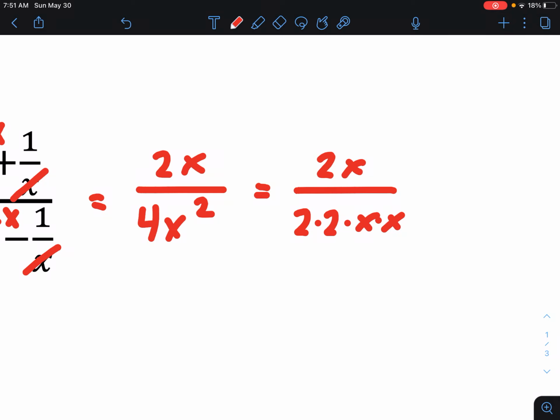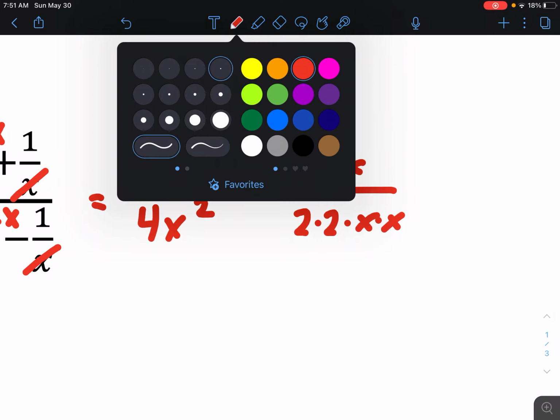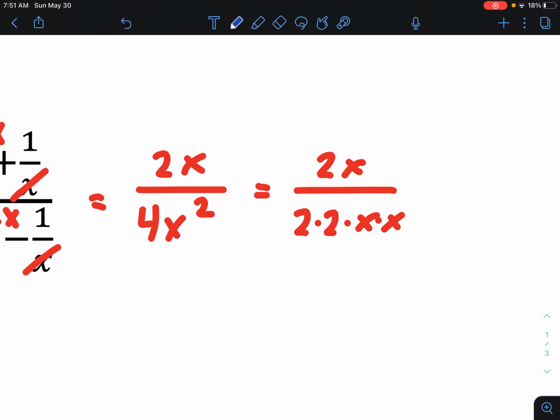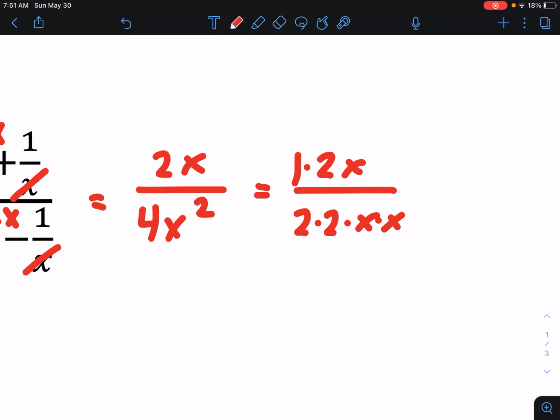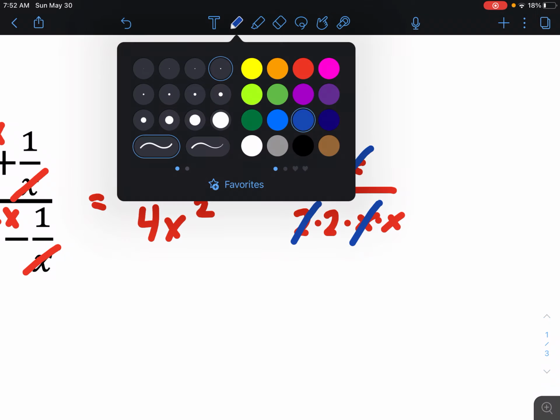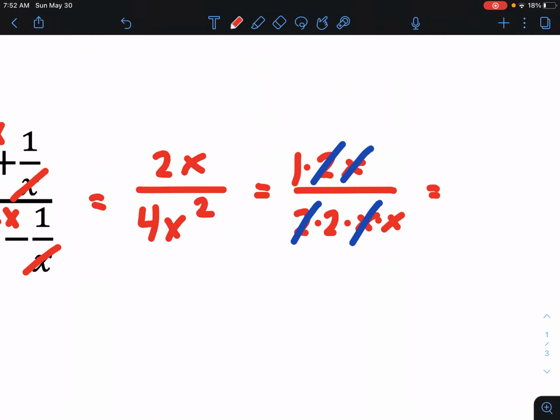Okay, so that's how it looks, and then I'm going to have to switch colors to cancel. I'm going to use blue this time. Now this one probably should have had the 1 times right there, but you don't have to. If you can remember, those cancel. If you can remember that anytime the numerator completely disappears, it needs to be replaced with a 1. That's what we need to worry about. Okay, and so in this case we end up with 1 over 2x.